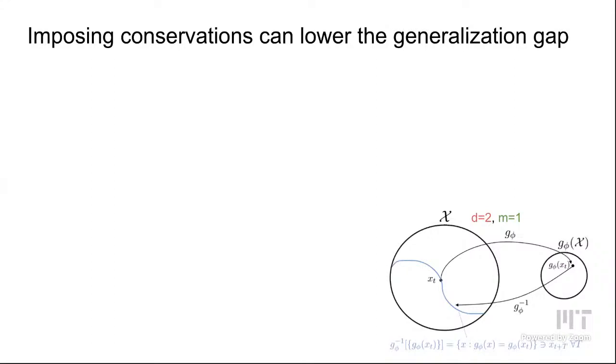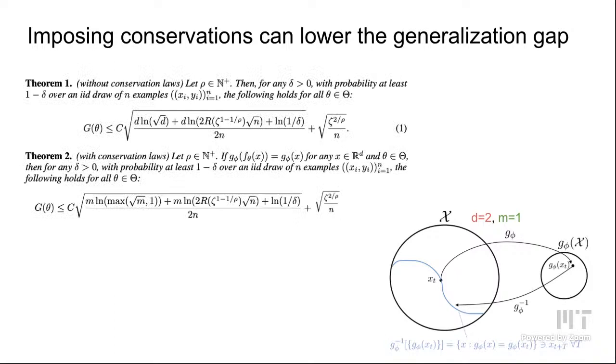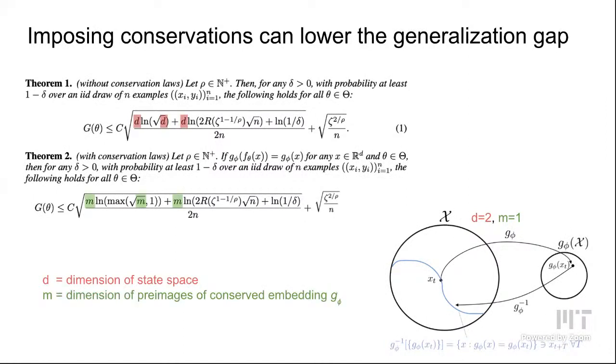Consider a simple two-dimensional state space. If we're able to impose a conservation law here, we can reduce the dimensionality of our problem to a one-dimensional manifold. This makes the problem easier, and we formalize this with a set of generalization bounds where D is the dimension of the original state space, and M is the dimension of the pre-image of our actual embedding. When M is less than D, we have an improvement in this bound.